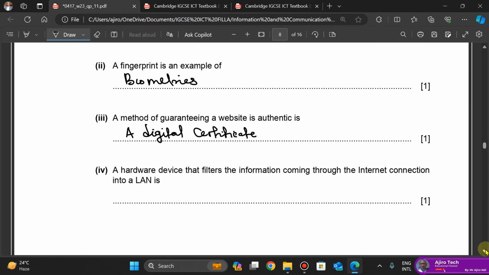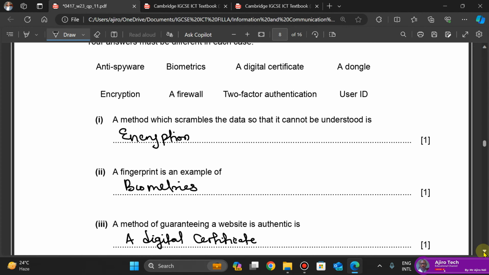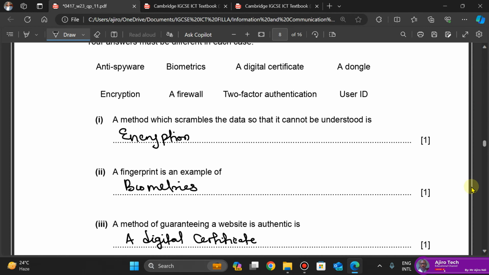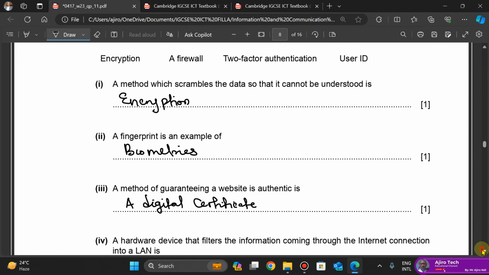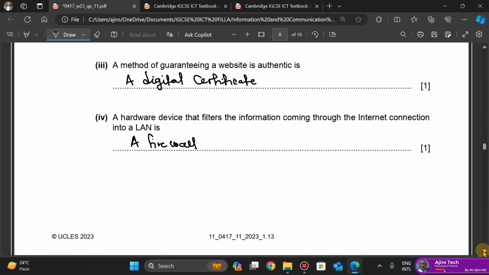A device that filters the information coming through the internet connection into a LAN, a firewall. These are your objective questions in IGCSE ICT. Okay, now subjective.